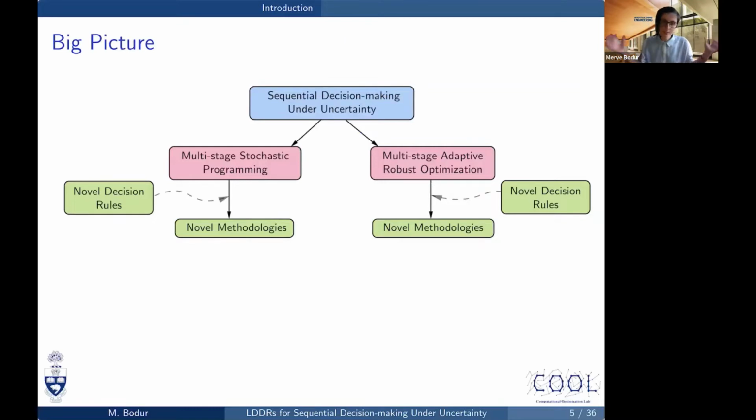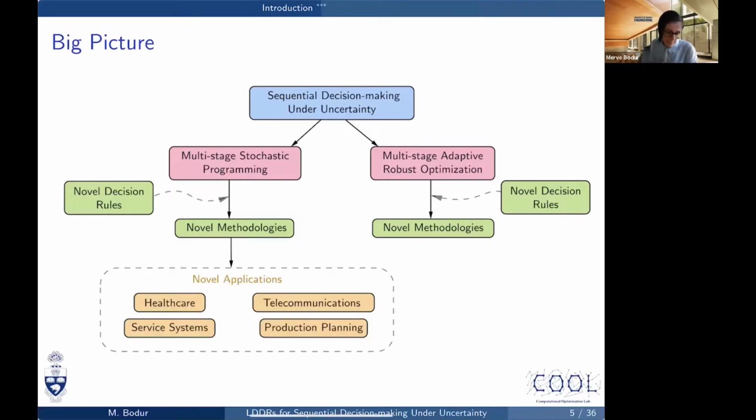And these new policies that we are aiming for will actually allow us to develop some novel methodologies, but I won't probably have much time to get into their details, but I will try to give you a little bit of an idea how the general methodologies work. And in that regard, as much as time permits today, I will tell you a little bit about applications of those from a variety of areas.